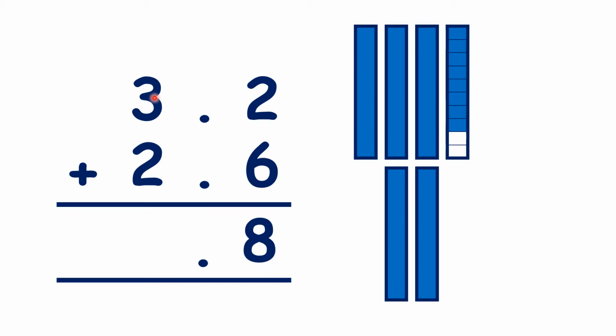Now onto our units, we have 3 plus 2, which gives us 5. So our answer is 5.8. We have 5 whole rectangles and 8 tenths of another rectangle.